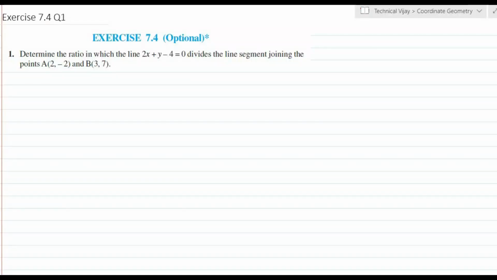Welcome students. Today we will see exercise 7.4. This is an optional exercise, but still we will solve this one.